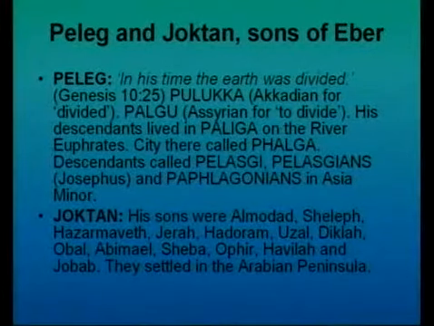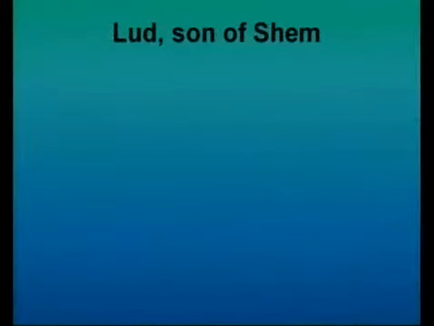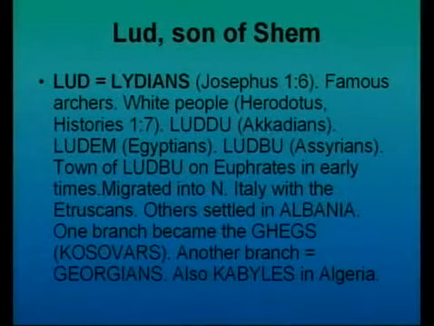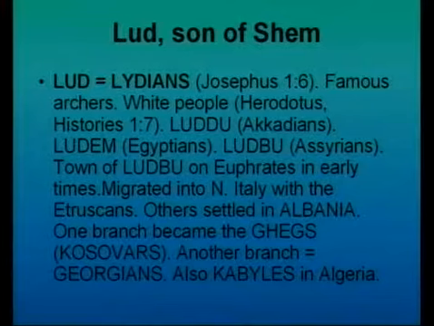Joktan, we won't have time to go into these. He had 12 sons. They basically spread through into the Arabian Peninsula. Lud, the son of Shem. Now, Lud was the father of the Lydians, as Josephus tells us. They were famous as archers in battle.